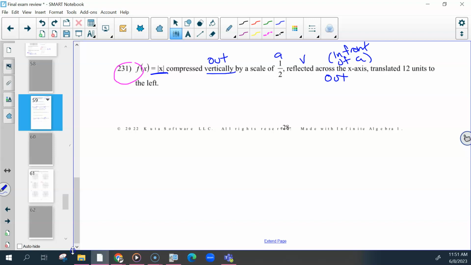And then it's translated 12 units left. Left is horizontal. So that's going to be inside. And that's going to be your H. But we have to do the opposite.